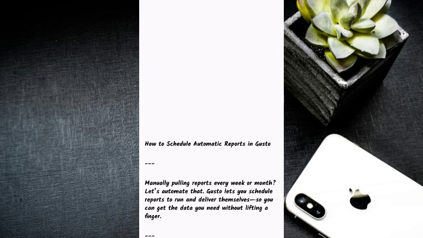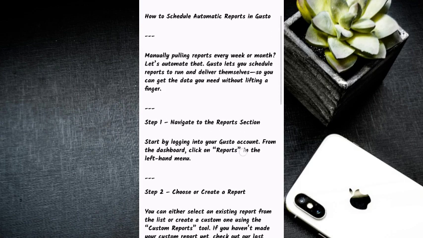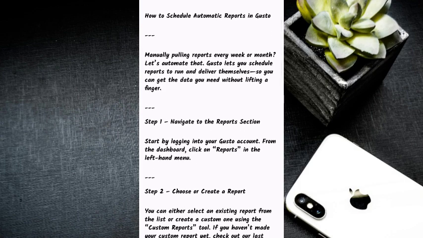You manually pull in reports every week or month. Let's automate that. Gusto lets you schedule reports to run and deliver themselves, so you can get the data that you need without having to lift a finger. Let's get into it. Now, the first step is going to be to navigate to the reports section.